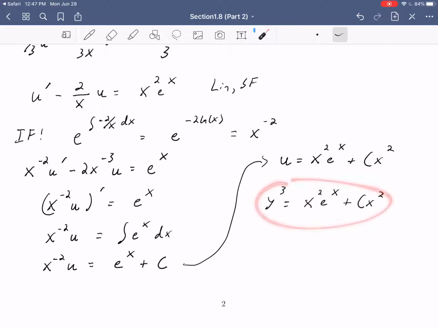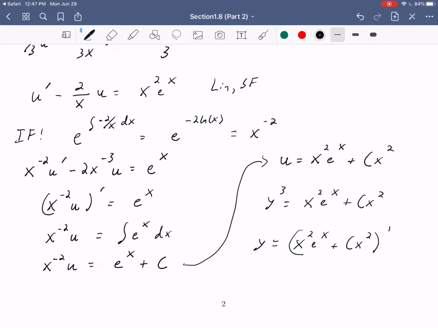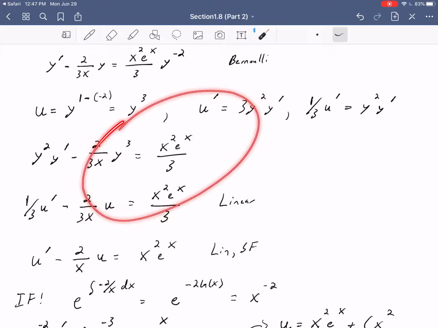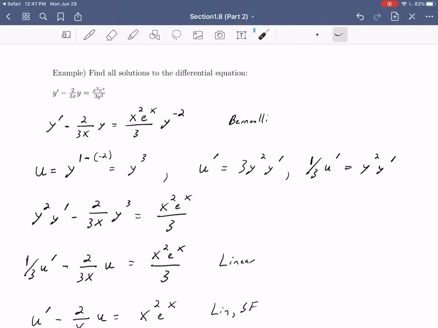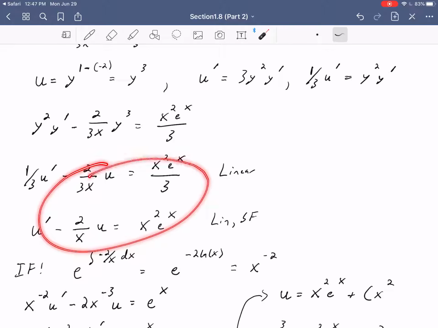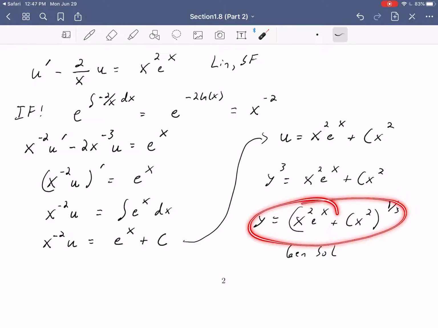We can get a nice explicit form by just cube rooting both sides and getting x squared e to the x plus cx squared all to the 1/3. And there we go. There's our general solution in this case. This is a general solution here because there were no other possibilities for other solutions along the way, because there was no moment where we divided by a function of the dependent variable. Here, we multiplied by y squared, so that was fine. And then once we actually had it in terms of u, we didn't do any manipulations with the dependent variable, so we know that this is our general solution there.